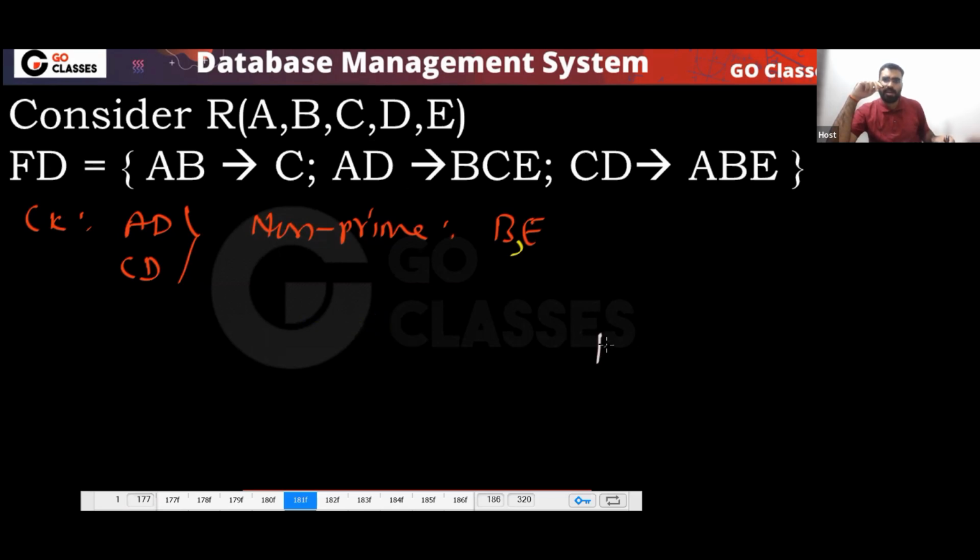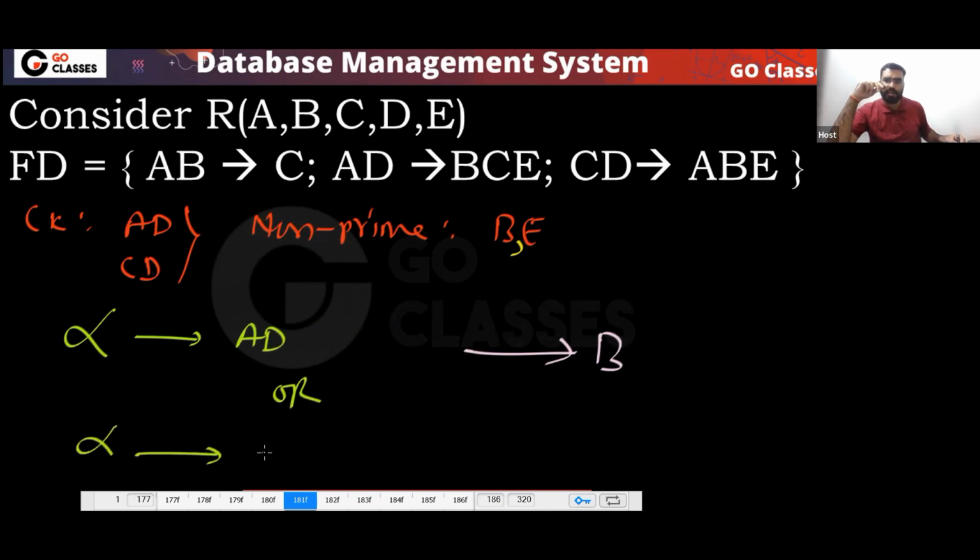Let's see who can determine B. In the reverse direction, I will go. I don't know who will determine it, but ultimately, it should determine AD. Agree or not?